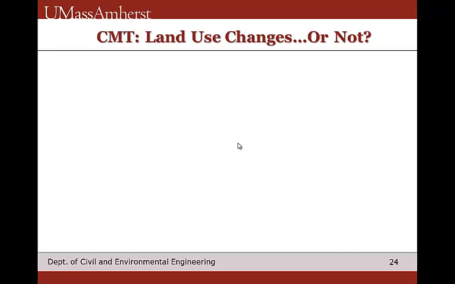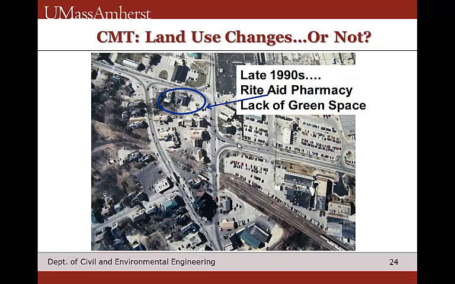So land use changes or not? That's the question, right? So where are we today? So in the late 1990s, as you can see, there really is a lack of green space, but before Rite Aid was put in, what you'll notice is, and I believe this picture was taken during the winter months, as you can see, everything's browning, but what you can see is there really is a lack of park space or green space.